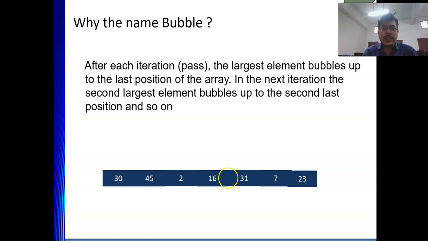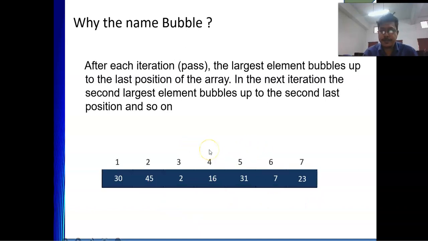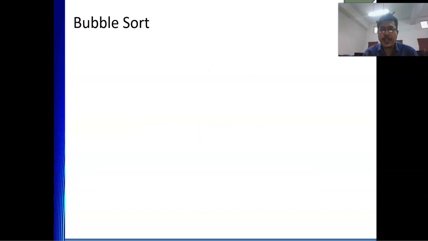If you take this particular array itself, I will put this 45 at the end. If 45 is there, then just like a bubble, it will come here. Next, the largest element is 31. It will come to this particular position. Like that, each of these elements comes up like a bubble, and hence the name bubble sort. You can see 30, 45, and here it comes, and that's the 40.